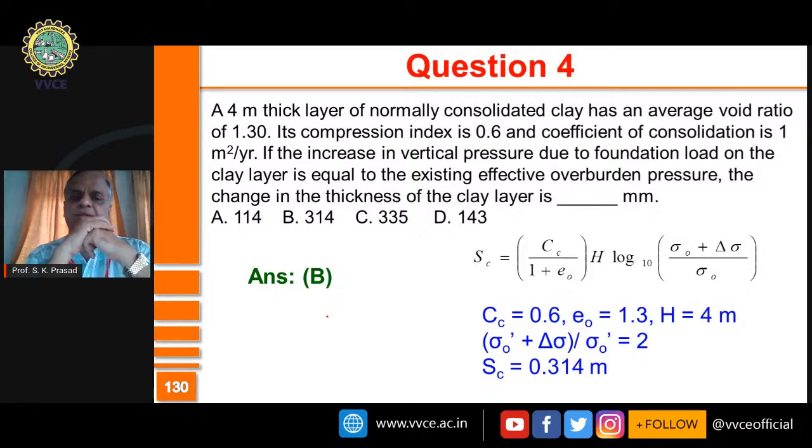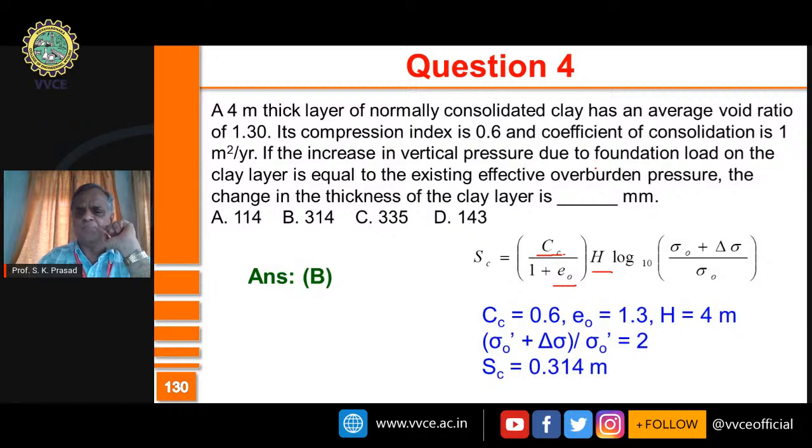A 4 meter thick layer of normally consolidated clay has an average void ratio of 1.3. Its compression index is 0.6. So here, friends, you know the void ratio, you know the compression index, and the thickness of the clay layer is also known, 4 meters. It's also given that coefficient of consolidation is 1 meter squared per year.